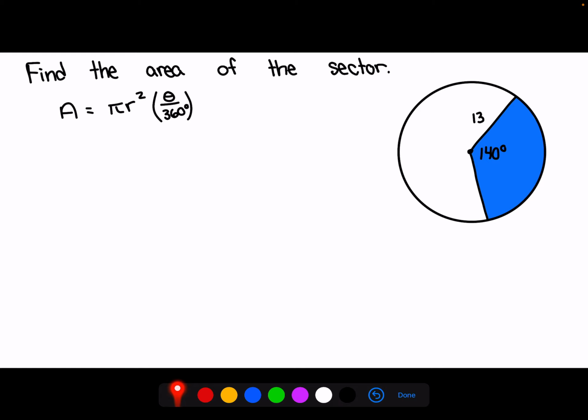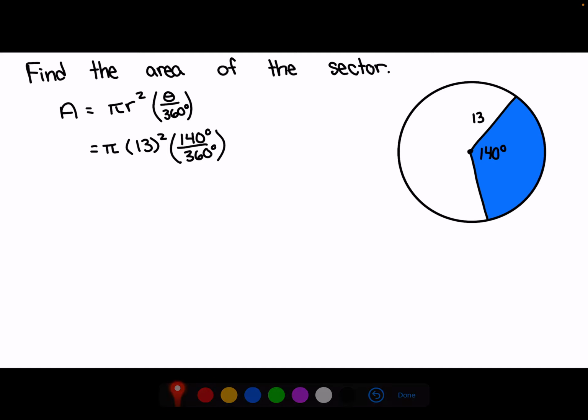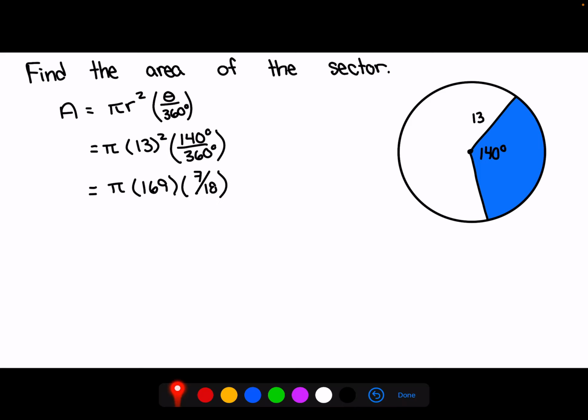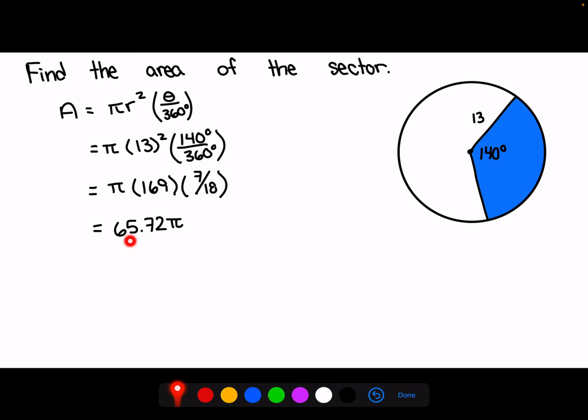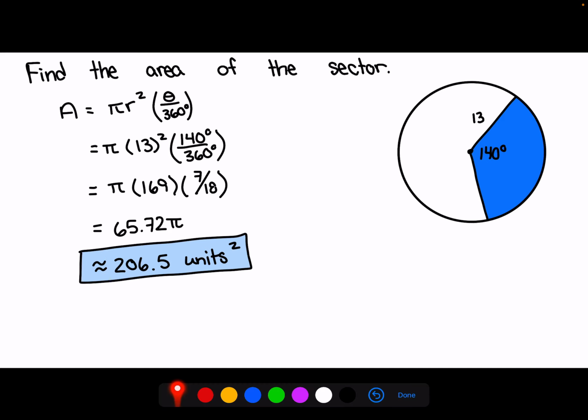So plugging in our variables, we get area is equal to pi times 13 squared times 140 over 360. 140 over 360 can be reduced down to 7 over 18. And 13 squared is 169. So I have 169 pi times 7 over 18. 169 times 7 over 18 will just give us 65.72. And then, of course, we still have the pi here. Multiplying this all out will give us our final answer of about 206.5 units squared.